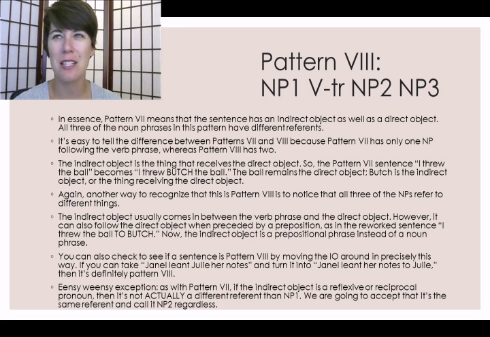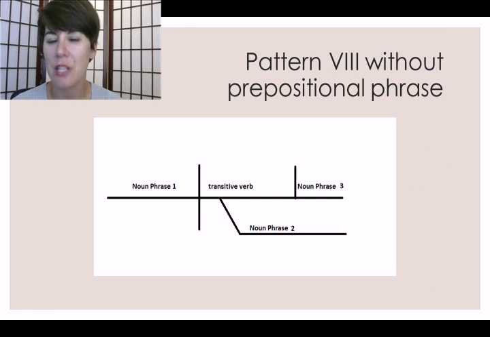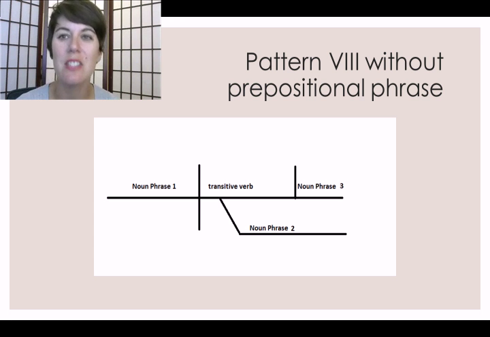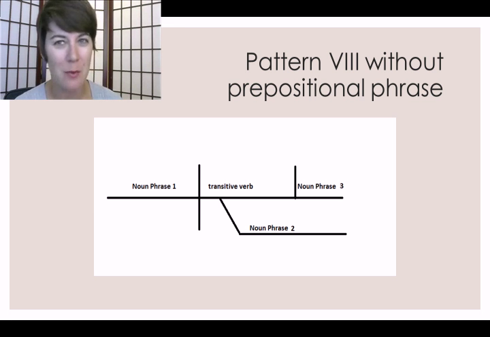Pattern 8, of course, can have no prepositional phrase. It can just be three noun phrases, and in that case, it would look like this. Noun phrase 1 is our subject, transitive verb is our predicating verb. There's noun phrase 3 in the direct object slot, and the indirect object lives underneath the transitive verb on one of those little L-shaped thingies. Why do we do it this way? Why do we stick it under the transitive verb on one of those little L-shaped thingies?